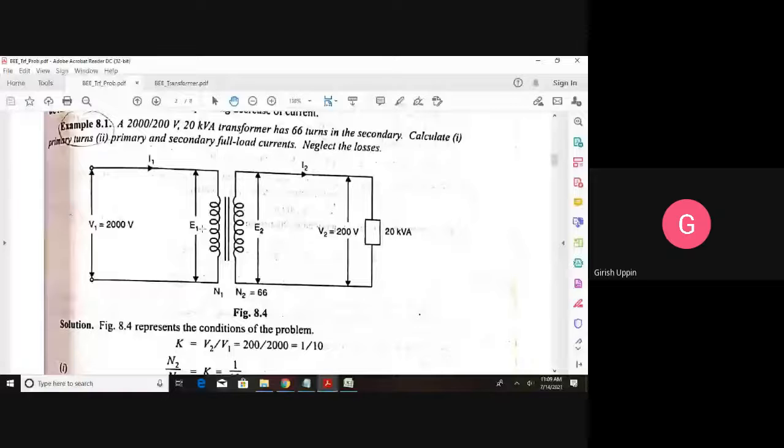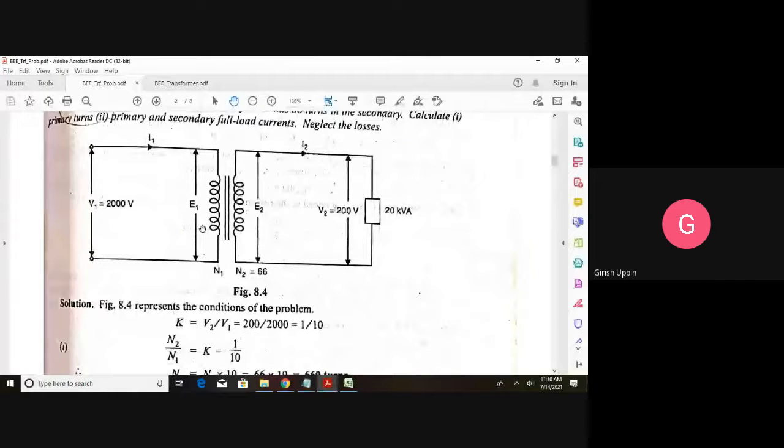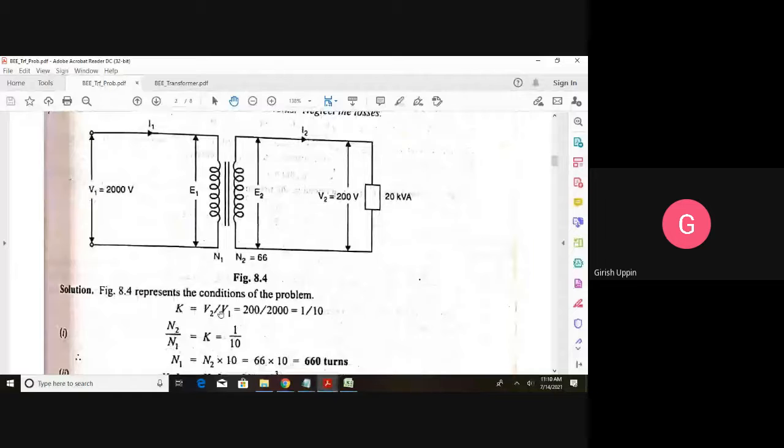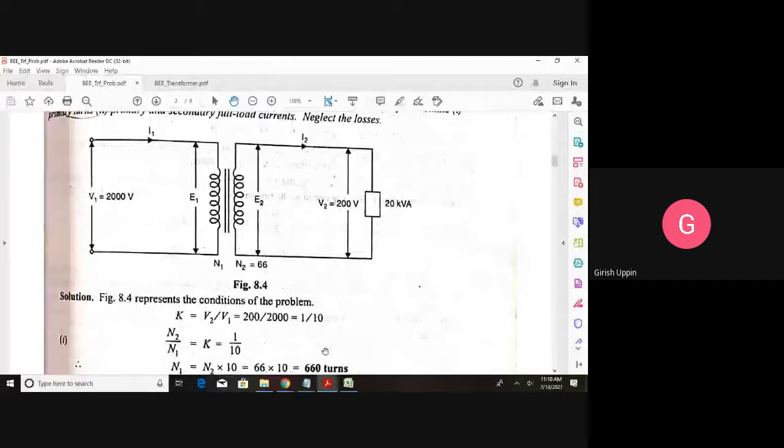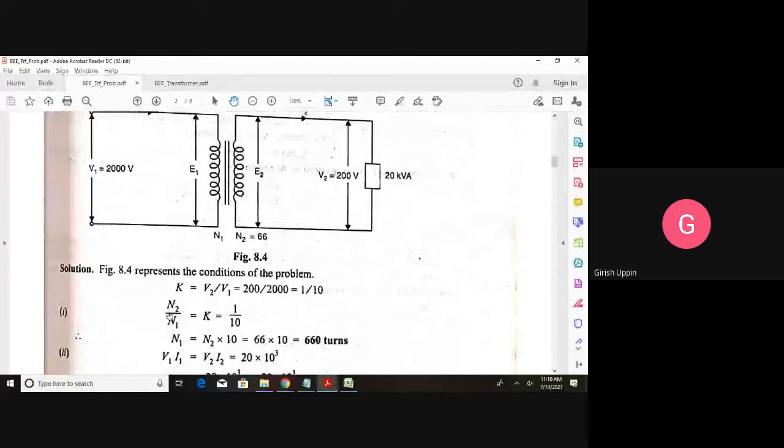V2 by V1 is equal to N2 by N1. We know V1, V2 and N2. The only unknown is N1. We can easily calculate N1. So what they have done here is they have directly calculated the voltage transformation ratio, that is V2 by V1. V2 is the secondary voltage, which is 200. Primary is 2000. We get it as 1 by 10. Therefore, N2 by N1 is equal to K, that is 1 by 10. Therefore, N1 is equal to N2 into 10.